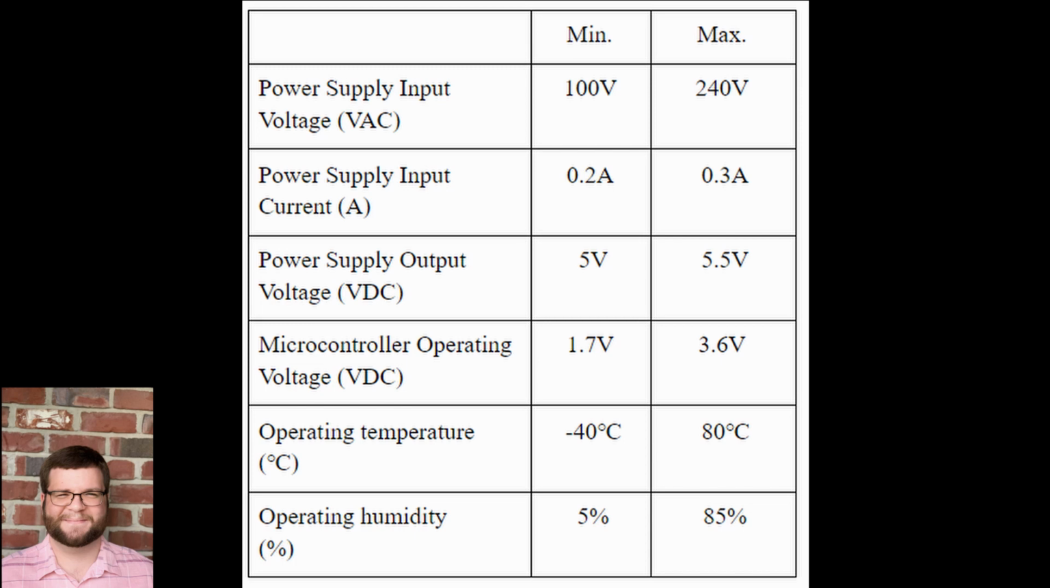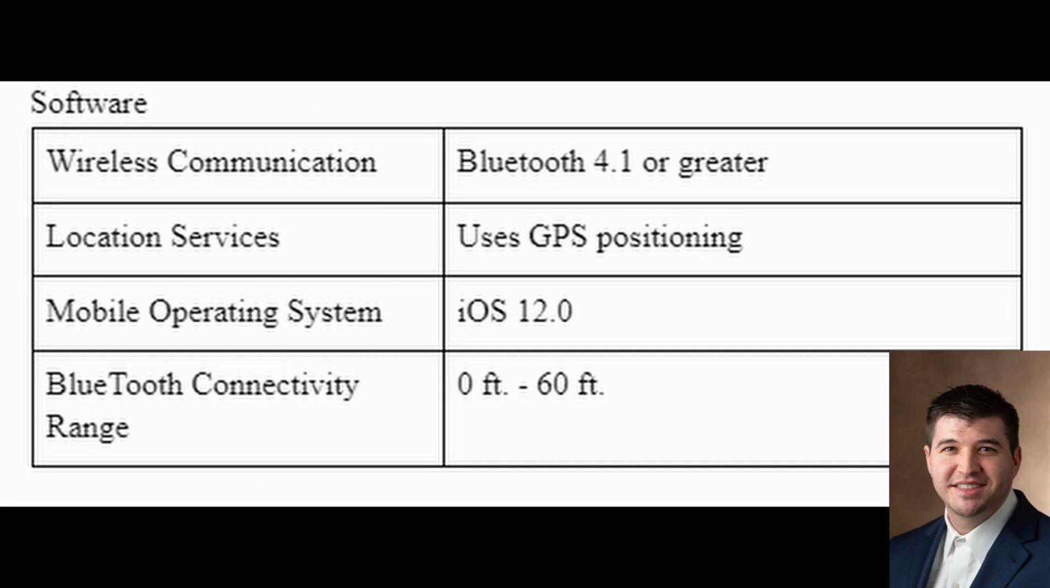Finally is the effective operational humidity. This has a range of 5% humidity to 85% humidity. These values were acquired in the same way as the temperatures, taking the largest minimum and smallest maximum of all relevant parts. Now these are the software specifications that we've decided to use.